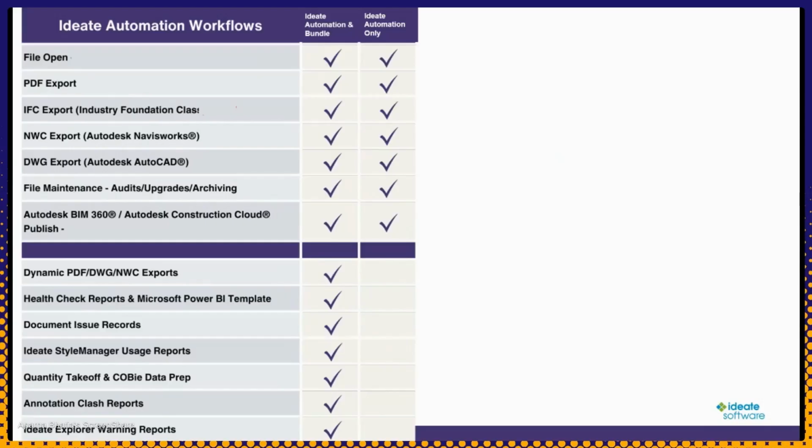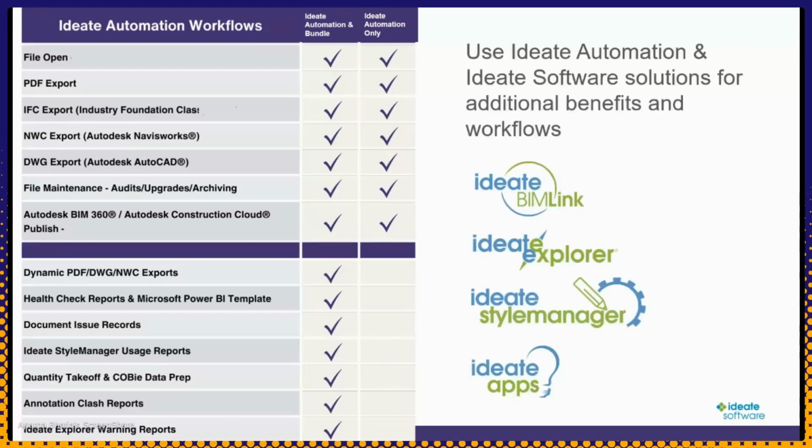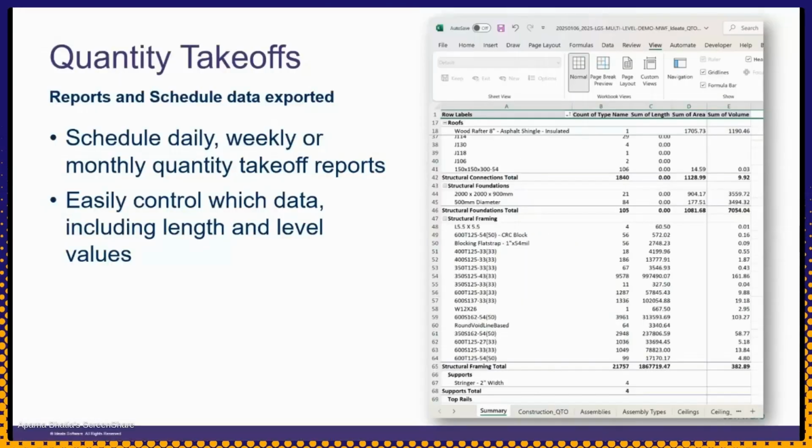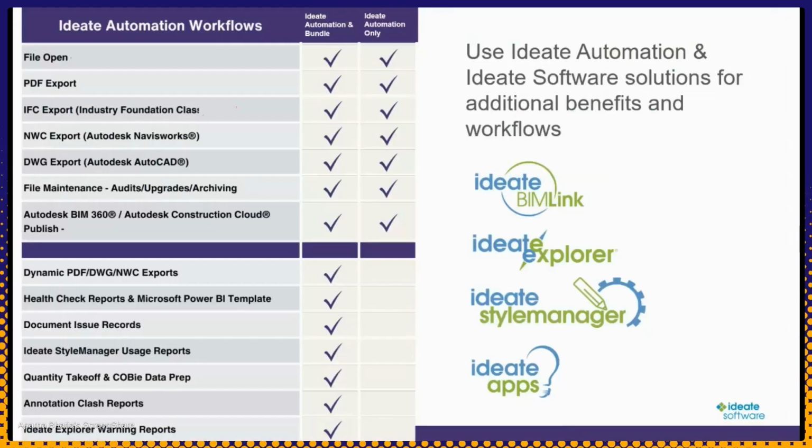And on the lower portion are some of the more advanced tasks that require the use of not only Ideate Automation, but also other Ideate software products such as BIMlink. For example, one of the things that we can do with this is generate a quantity takeoff that is outside the Revit context. So this kind of report in Excel, for example, you could create, on a daily, weekly, or monthly basis automatically from one or more Revit files.